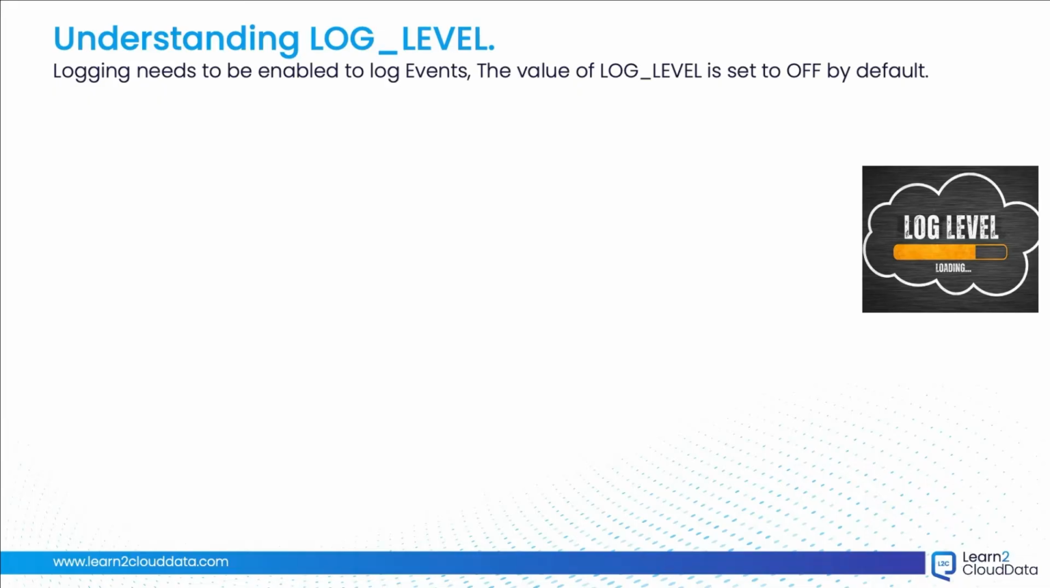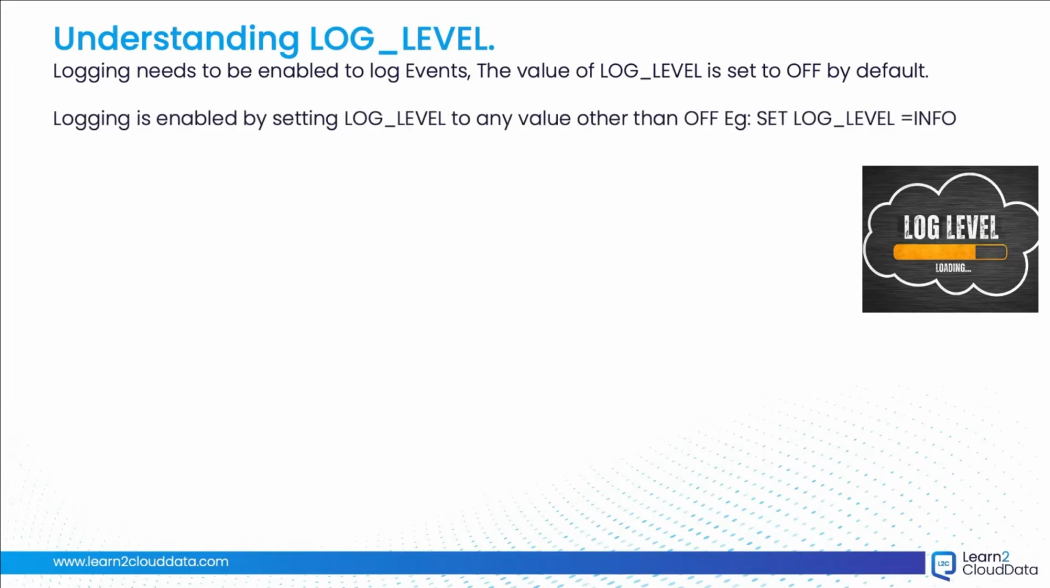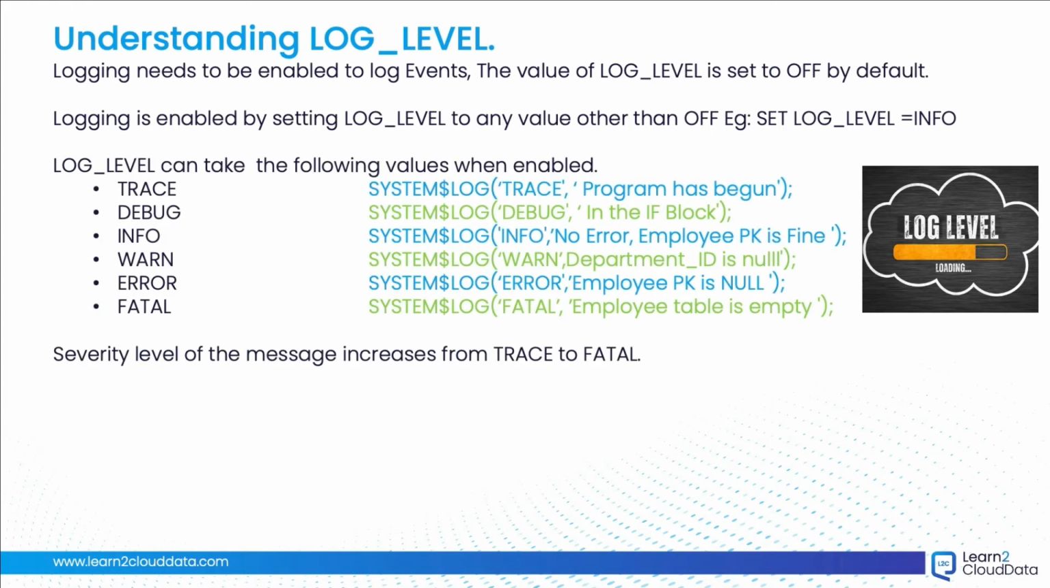Logging needs to be enabled to log events. By default, log level, which controls if logging is enabled, is set to off. Logging is enabled by setting log level to any value other than off. Let's check what values log level can take. As you can see, there are several values that log level can take starting from trace to fatal.